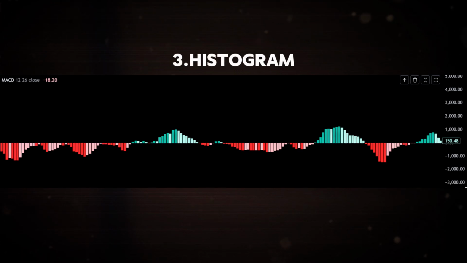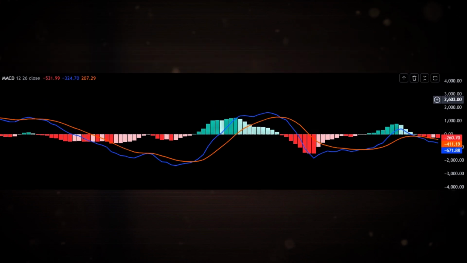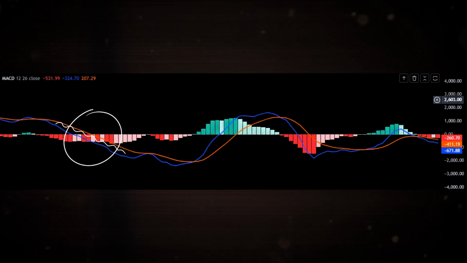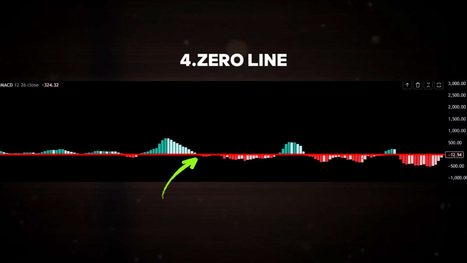The histogram, which shows the difference between the signal line and the MACD line, comes next. For instance, the histogram will change green if the line passes above the signal line and red if it crosses below. The histogram size is also influenced by the distance between the signal line and the MACD line. As you can see, the histogram becomes larger as the two lines are further apart and shrinks when they move closer together. The zero line, which just depicts the MACD indicator center, is the last line.